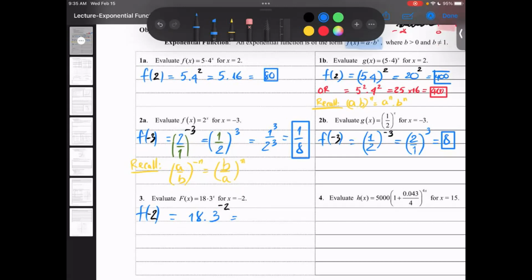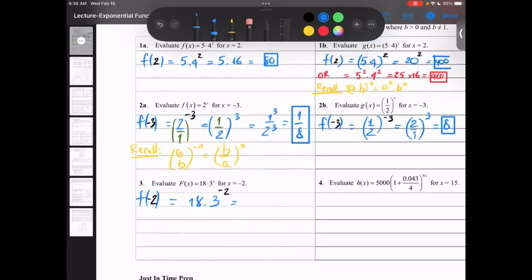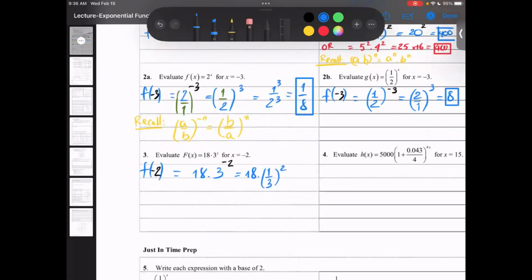No, you don't do that, right? Those are two different things. You have to convert to the same thing before you multiply them together. 18 and 3 to the -2 are different things, so you cannot combine them right now. So let's take care of the 3 to the -2 first. We write 18 times what? 1 over 3 squared, right? 1 over 3 squared is 1 over 9. So 2.